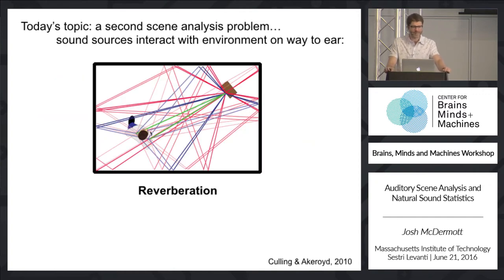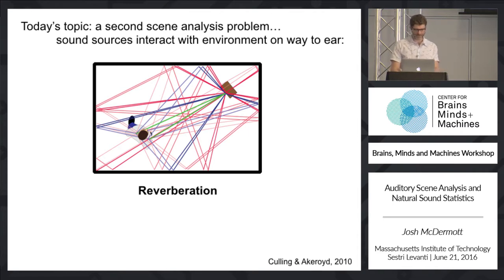So today's topic is a second scene analysis problem that has some conceptual similarities to the cocktail party problem, but which is relatively neglected. And it's due to the fact that in real-world settings like this one, sound sources interact with the environment on the way to your ear. And so this interaction is known as reverberation, and it's depicted in this picture here.